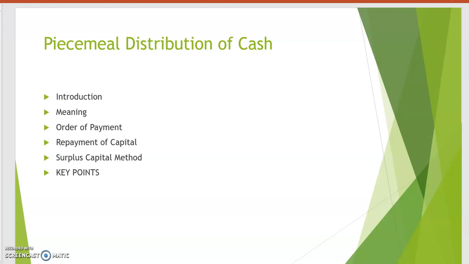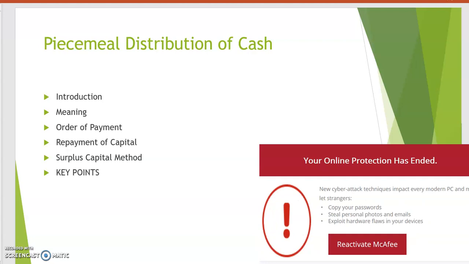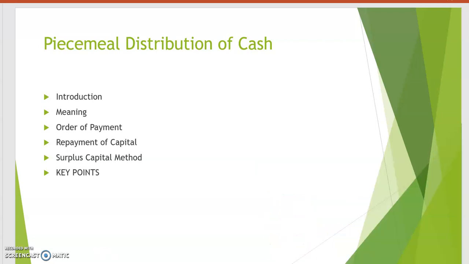So in this chapter we first discuss what is piecemeal distribution of cash and why we use the word piecemeal. You are aware of the word dissolution, which is used in your 12th standard syllabus, that is the dissolution of partnership firm. In this chapter we discuss the term dissolution along with piecemeal distribution of cash. So what does the term dissolution stand for?